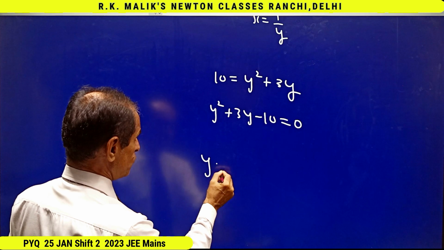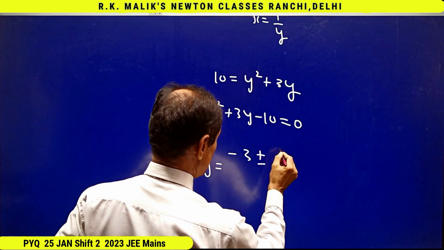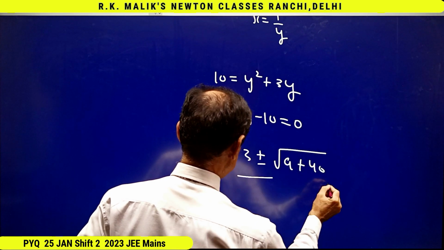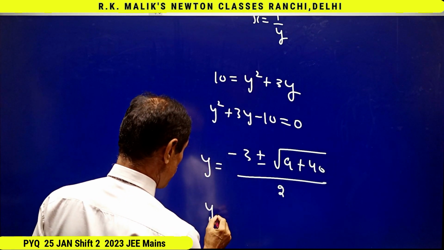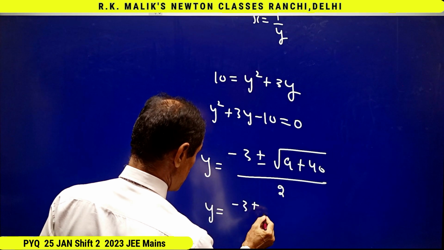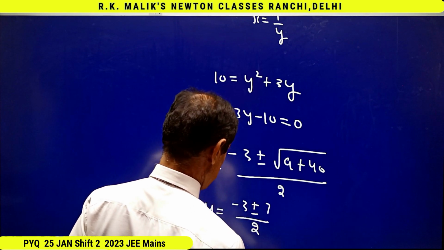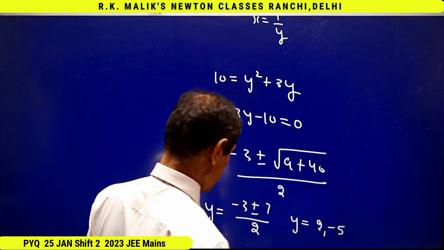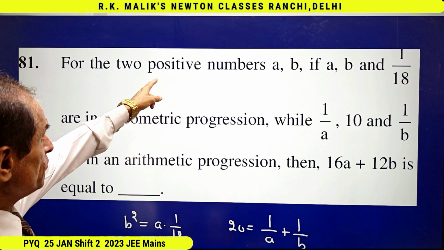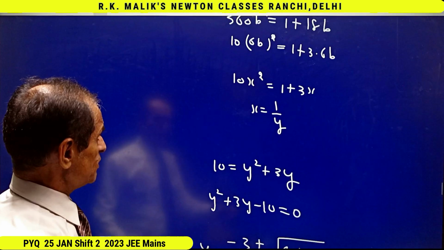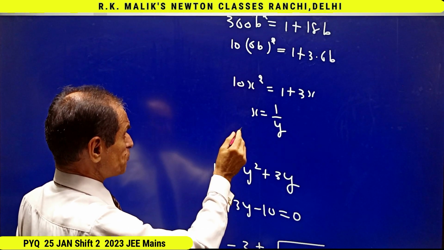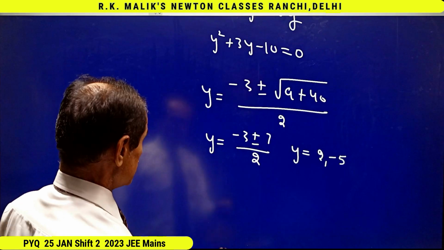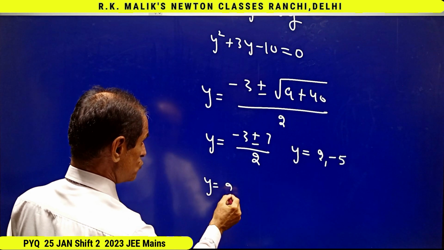It's clear that y equals minus 3 plus minus under root 9 plus 40, by 2. That is, the value of y is minus 3 plus minus 7, by 2. That is, the value of y is 2 or minus 5. But because it was given that the numbers are positive, that is b is positive, b positive means x is positive, and x positive means y is positive. Hence I will get the value of y as 2.